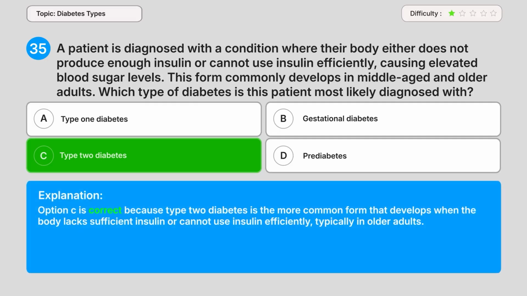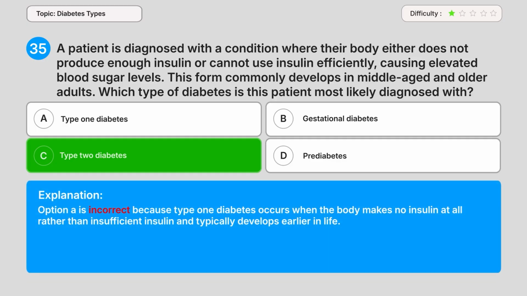Explanation: option C is correct because type 2 diabetes is the more common form that develops when the body lacks sufficient insulin or cannot use insulin efficiently, typically in older adults. Option A is incorrect because type 1 diabetes occurs when the body makes no insulin at all, rather than insufficient insulin, and typically develops earlier in life.